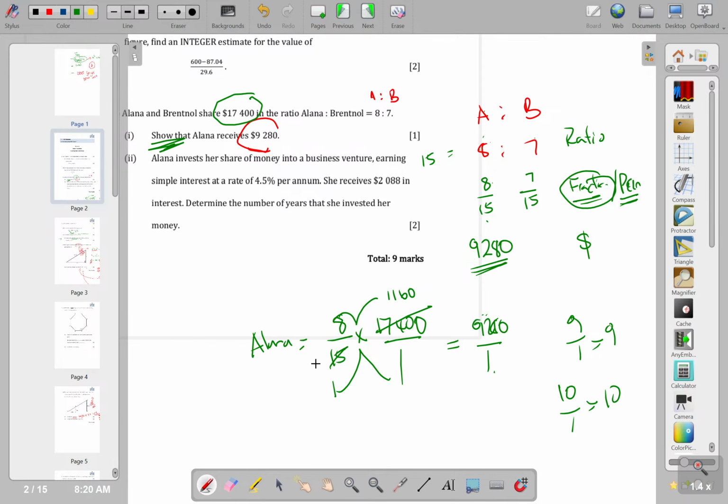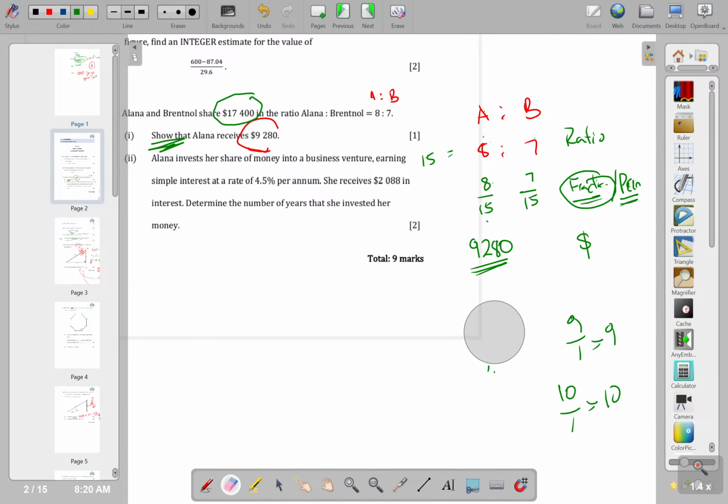Don't forget to show your working. You have to show all of your working. I don't want anybody to tell the examiner 9,280 without showing all of the calculations. So that is Alana's share. I'm going to be extra, you know. I know that's Alana I'm solving for. Come on, everybody understand it.